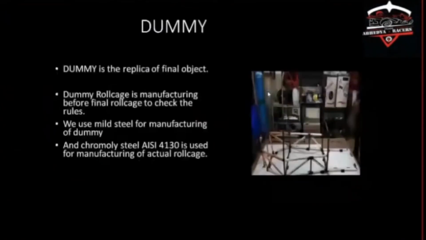Dummy. A dummy is the replica of the final object. A dummy roll cage is manufactured before the final roll cage to check the rules. We use mild steel for manufacturing of the dummy, and chromoly steel AISI 4130 is used for manufacturing of the actual roll cage.